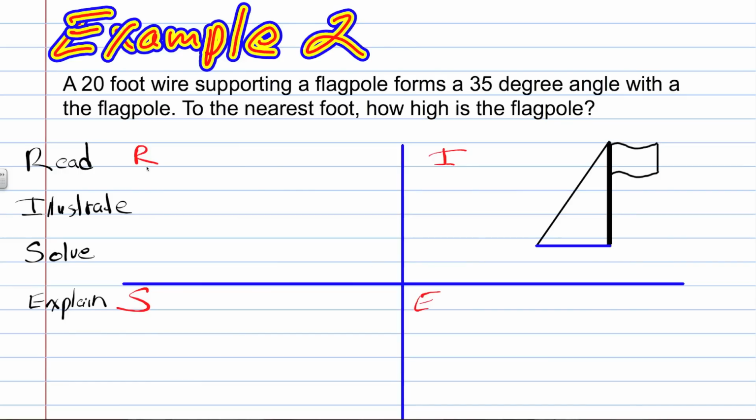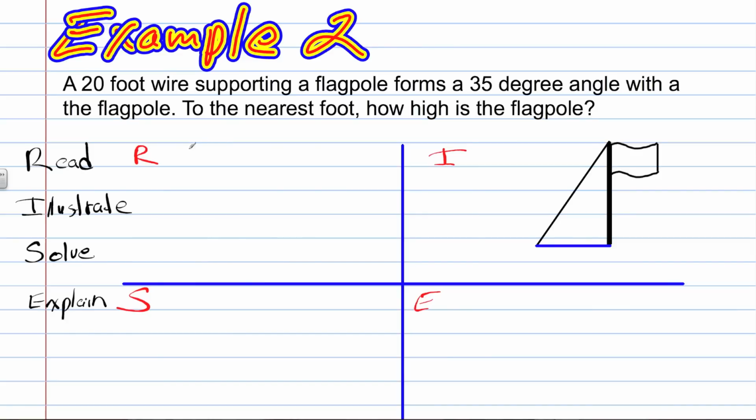In the read portion, when we read the problem, we want to write down important information, including the question. So let's go ahead and read. A 20-foot wire supporting a flagpole forms a 35-degree angle with the flagpole. To the nearest foot, how high is the flagpole?